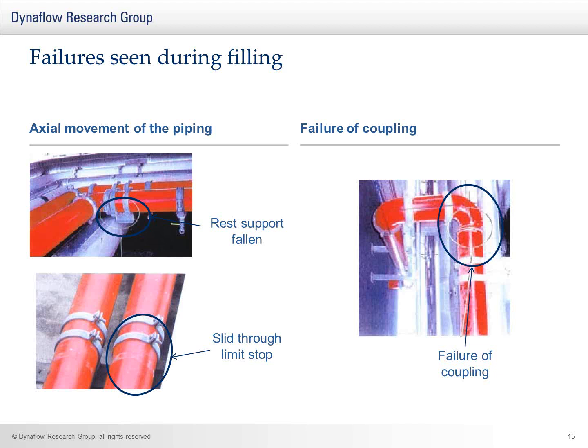On the right-hand side, you can see the failure of a coupling due to the net force that's applied to the bend, which has pulled the elbow out of the coupling which connects it to the axial section of the piping.